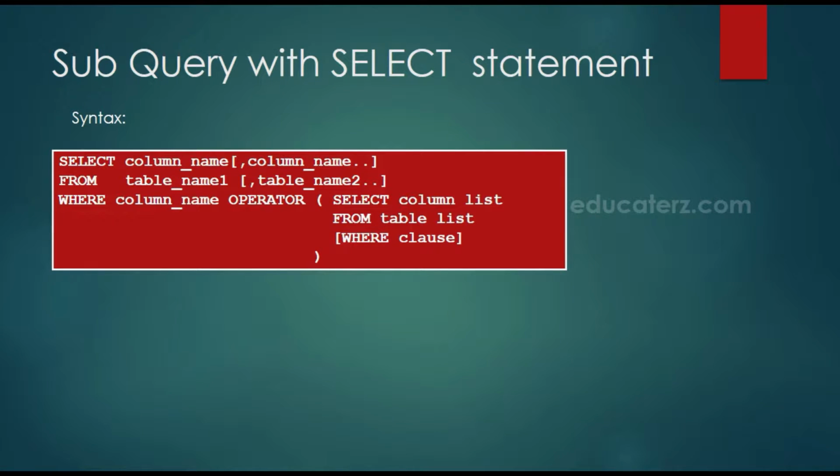Subquery with select statement. Look at this syntax. We have the SELECT statement, select column list from table list, WHERE column name, and we have an operator. This operator is mostly the equal to operator or the IN operator. Then SELECT column list FROM table list WHERE clause. This is the subquery. I am moving the cursor. So this is the subquery. The results of the subquery are used in the outer query. The select statement outside of this parenthesis is known as the outer query.